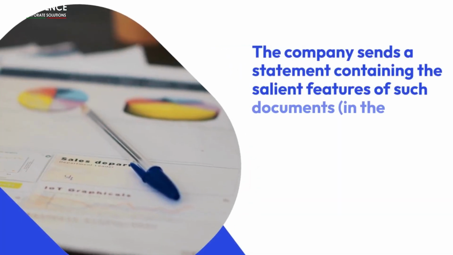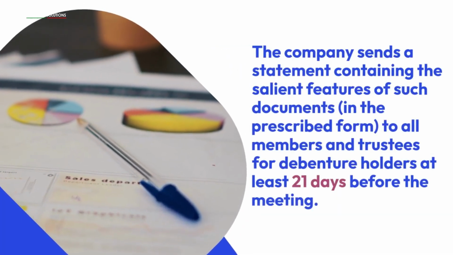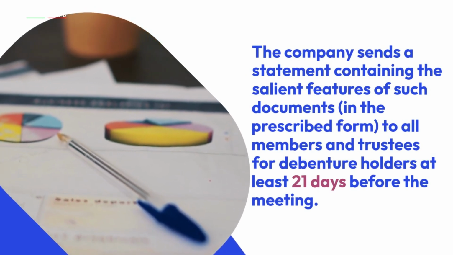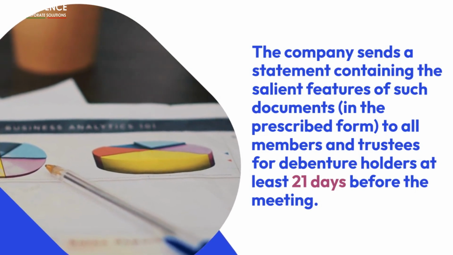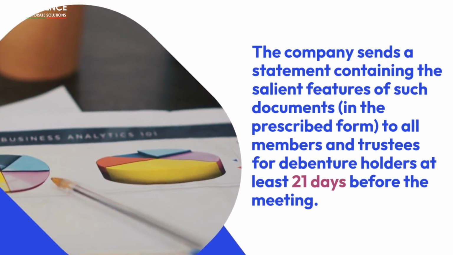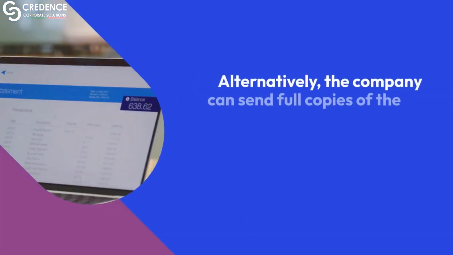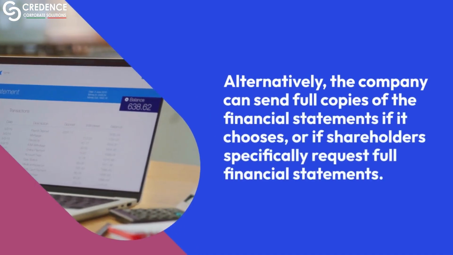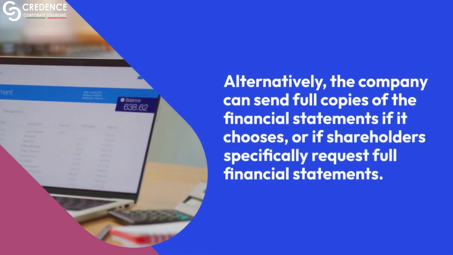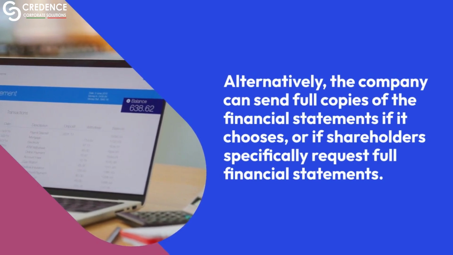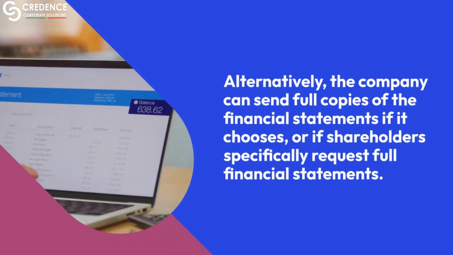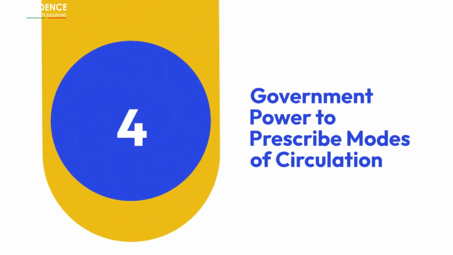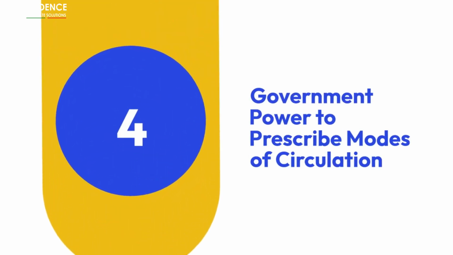The company sends a statement containing the salient features of such documents, in the prescribed form, to all members and trustees for debenture holders at least 21 days before the meeting. Alternatively, the company can send full copies of the financial statements if it chooses, or if shareholders specifically request full financial statements. 4. Government power to prescribe modes of circulation.